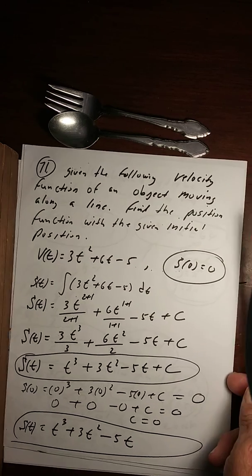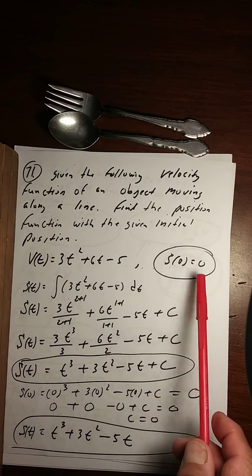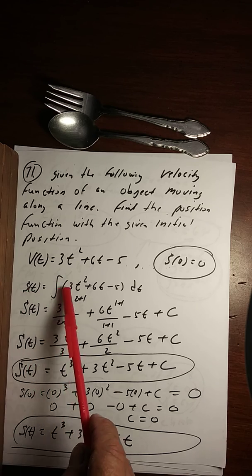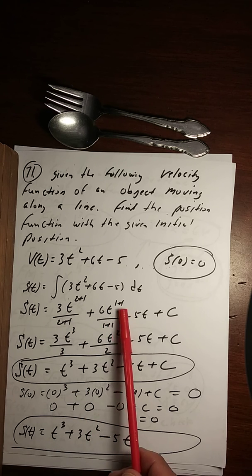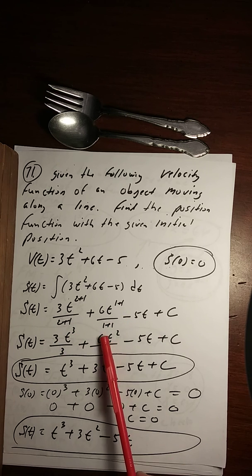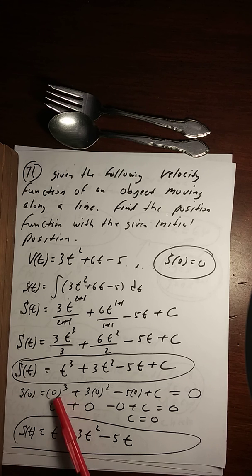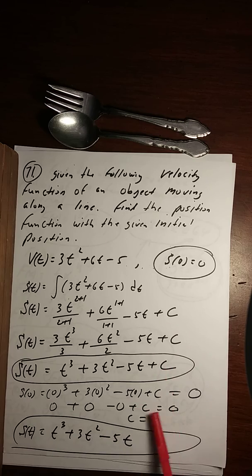Given the following velocity function of an object moving along a line, find the position function with a given initial condition. There it is. So the integral of this is going to give me s of t equals the integral of this side. So that's going to be 3t to the 2 plus 1, right here, 1 plus 1. That's going to be 3t cubed over this and that one. So that reduces to t cubed, 3t squared minus 5t plus c. But we have this condition here. So s of 0 is 0, and 0 plus c, so c must be 0. So this formula becomes s of t is t cubed, 3t squared minus 5t, and the c is 0. You don't need it, just that.